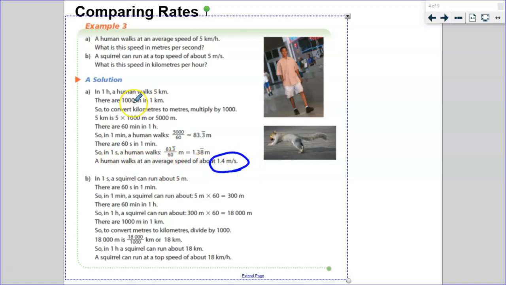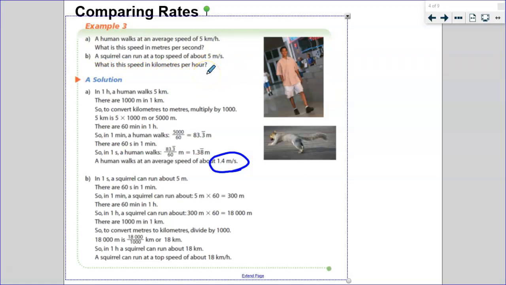And it's always good if you're going through all these steps in these questions to ask yourself if this makes sense. Can a human walk 1.4 meters per second? They absolutely can, especially if they have long legs. Okay, next one. A squirrel can run at a top speed of about 5 meters per second. What's the speed in kilometers per hour?